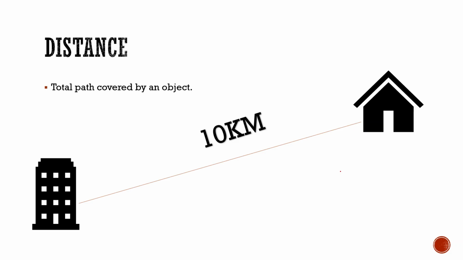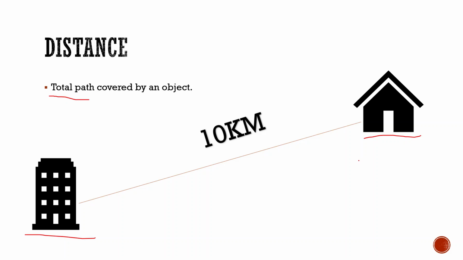Now, distance. Distance and displacement are important topics. Make sure that you are thorough in them. Distance: the total path covered by an object is known as distance. Total path here means total path or length. For example, this is your house and this is your school. Your distance from your house to school is about 10 kilometers. So what is the distance covered by you? 10 kilometers.